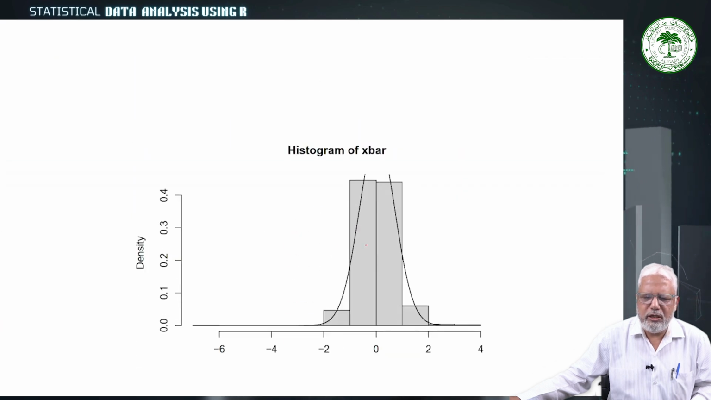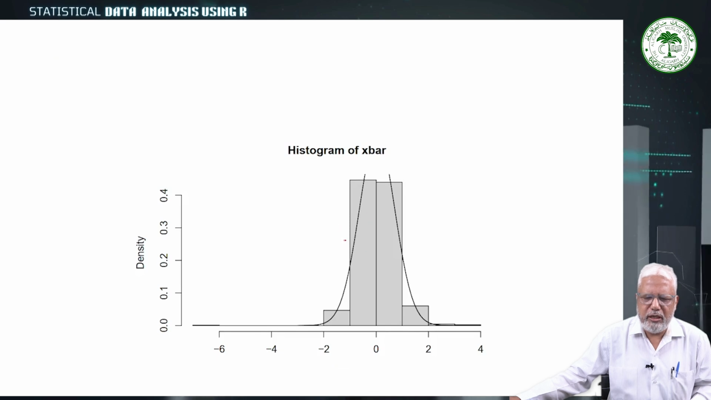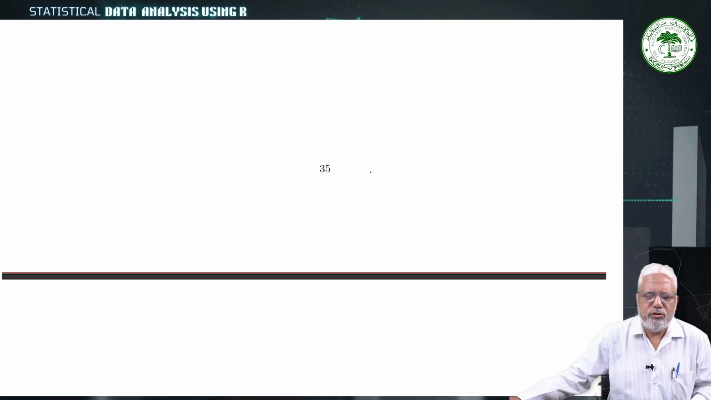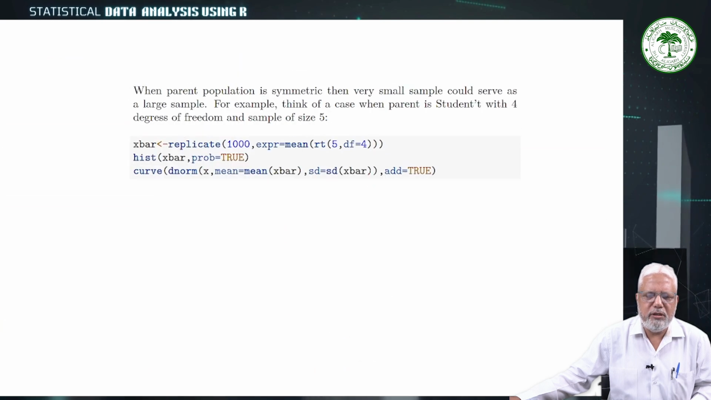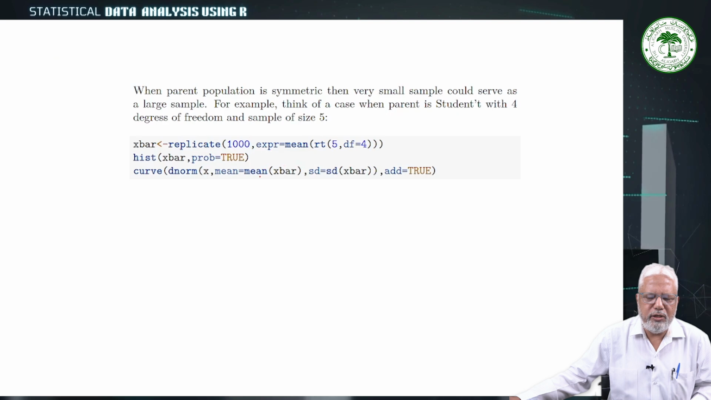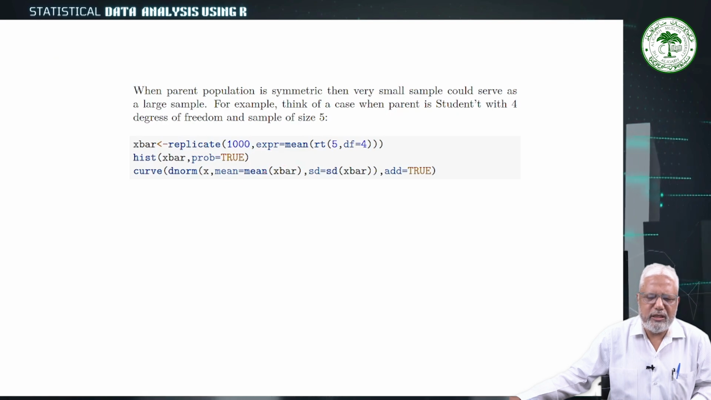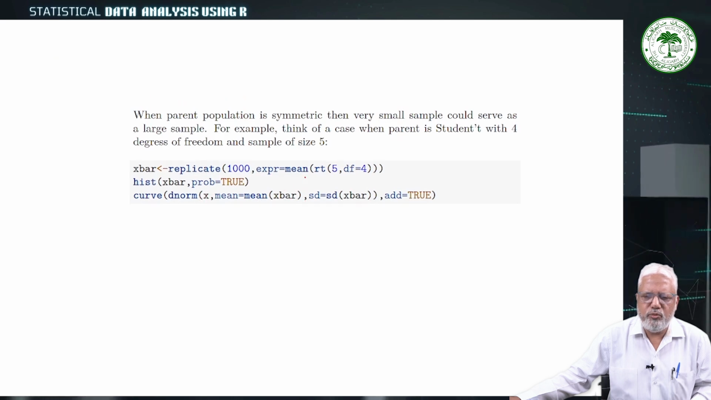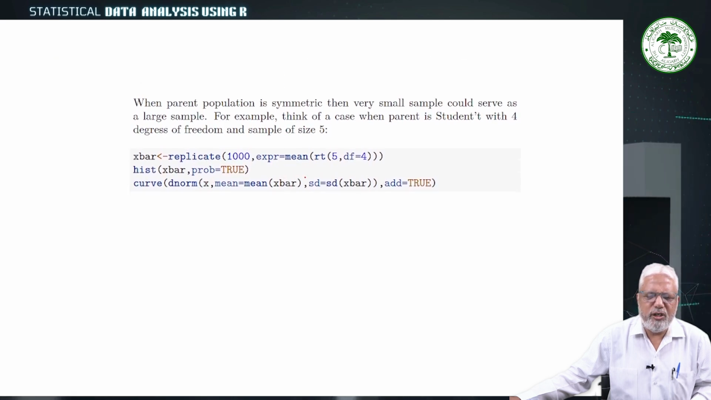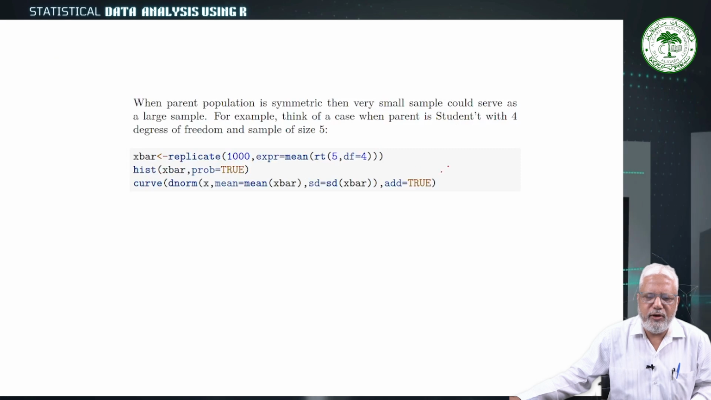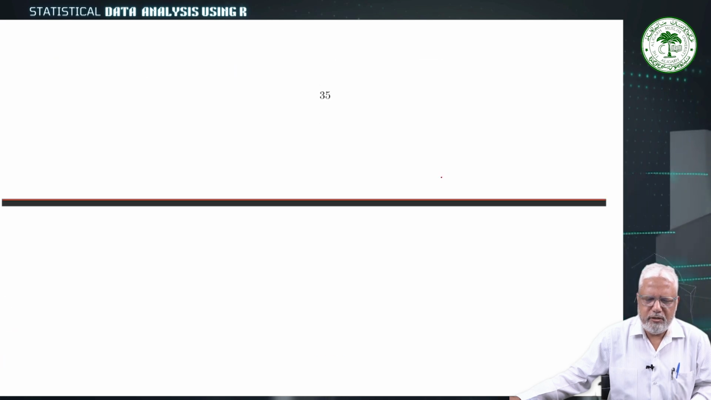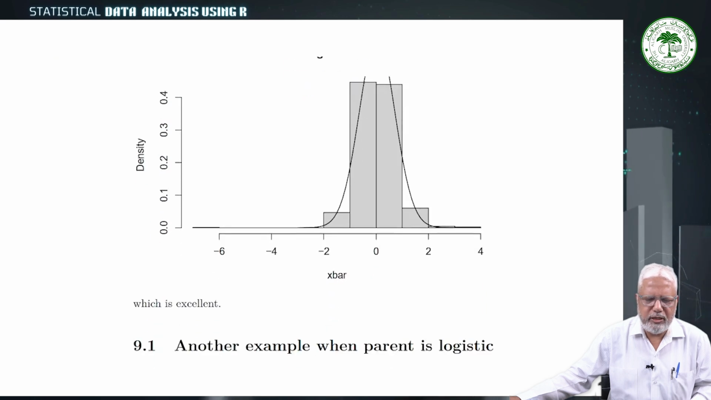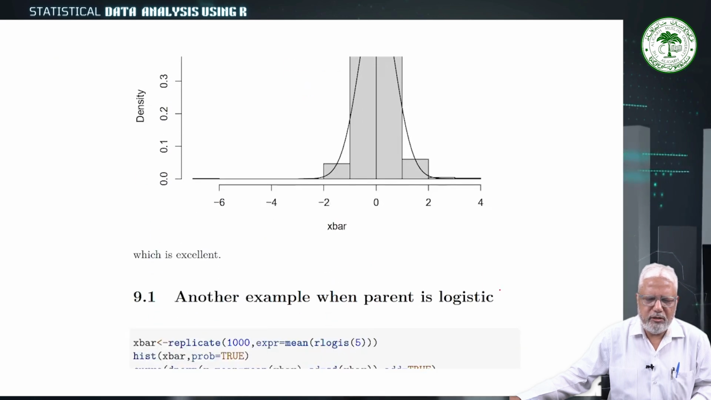So, these are the simulated data, and the simulated data and the exact curve are both matching. So, that means our simulated data is very close to the exact curve, and actually this is what we wanted to see. When n is equal to just 5, what will be the effect on the sampling distribution? The sampling distribution is very close to the exact distribution, which is excellent.